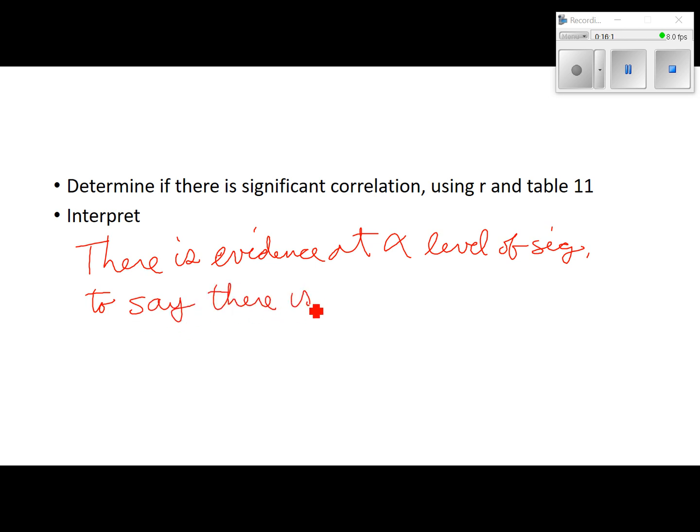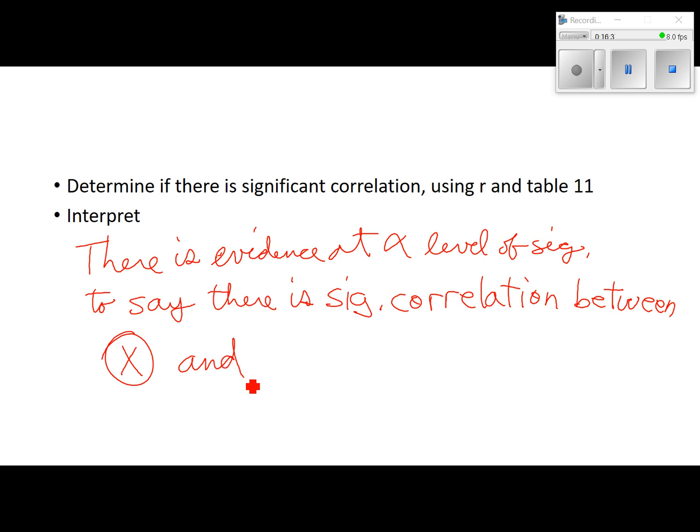there either is or is not significant correlation between, and I'm going to write it this way, but you got to relate it back to the problem, between whatever they tell you X is. So maybe number of hours watching TV and whatever they tell you Y is. I just remember that problem. It was hours watching TV was X, and then Y was GPA. So you stick in those things there. And that's just how you explain it with that one sentence.